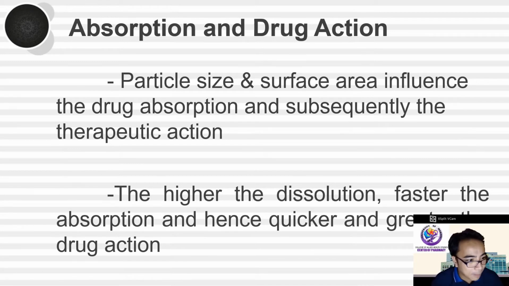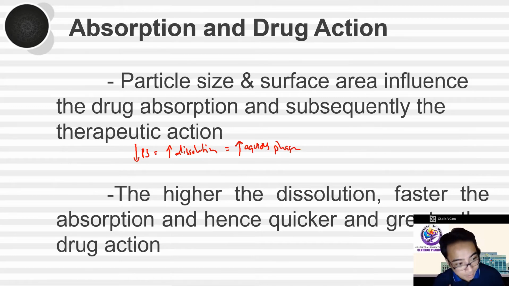Okay, so basically class, parang ganito lang naman yan eh. Kapag ang gamot ko, mas mabilis ang dissolution. So sabi natin, reduce particle size equals increase in dissolution. Okay, mas mabilis siya maging solution. Now class, kapag mabilis maging solution ang isang gamot, ibig sabihin, mas mabilis siyang mag-exist in its aqueous phase.